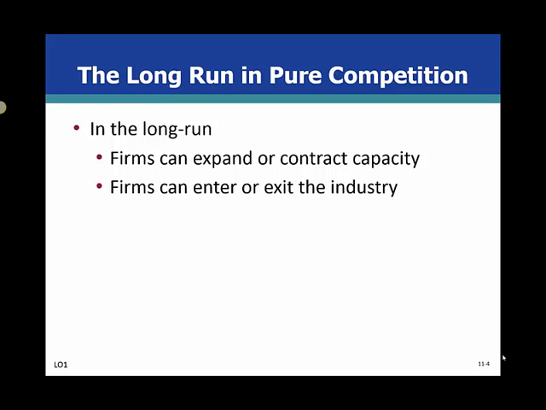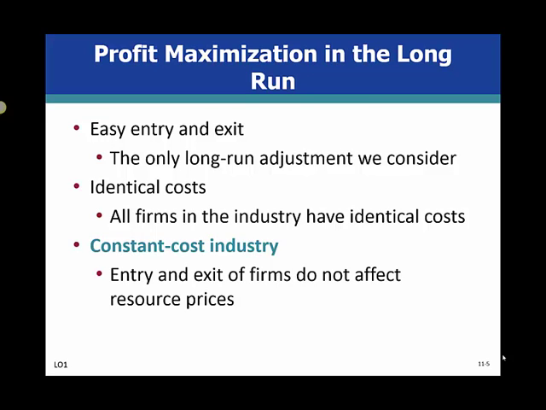So the long run is different than the short run, obviously, but some of the main differences are that the firms can expand or contract capacity, right? With the short run, all they could do was produce at whatever level they wanted to produce at or shut down. They couldn't actually exit the market or enter the market. So in this case, the firms can expand or contract capacity. That's something they couldn't do in the short run, and they can actually enter or exit the industry altogether. And so we know that with pure competition it's relatively easy to enter or exit the industry, okay?